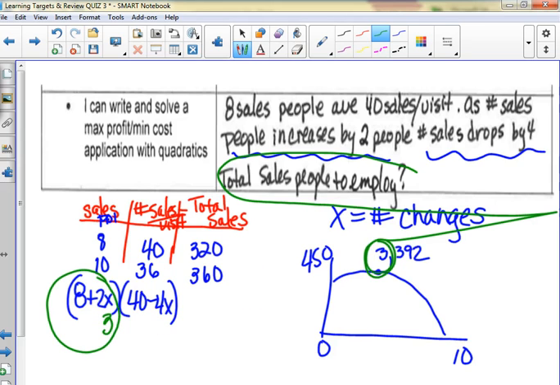So this, if you put a 3 in, it would be 8 plus 6 is 14. If you put a 3 in here, it'd be 40 minus 12 is 28. And that should be how they got the 392. So the total salespeople to employ to maximize our sales would be 14 people.